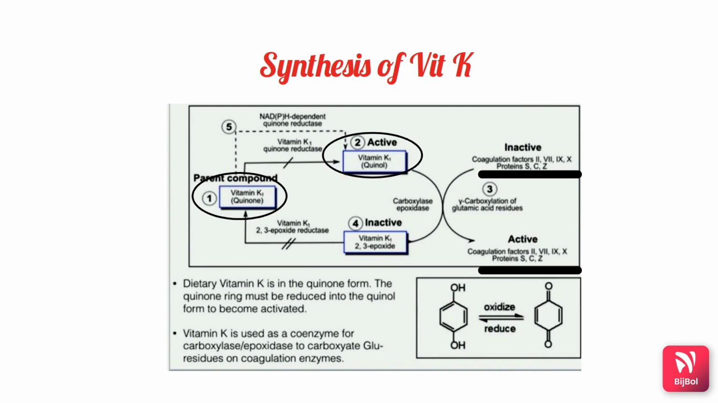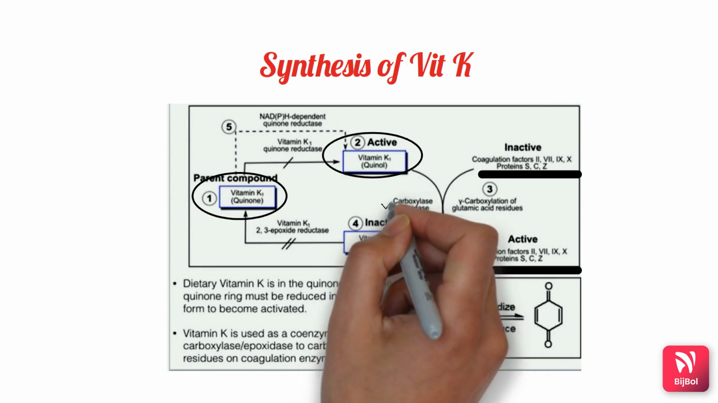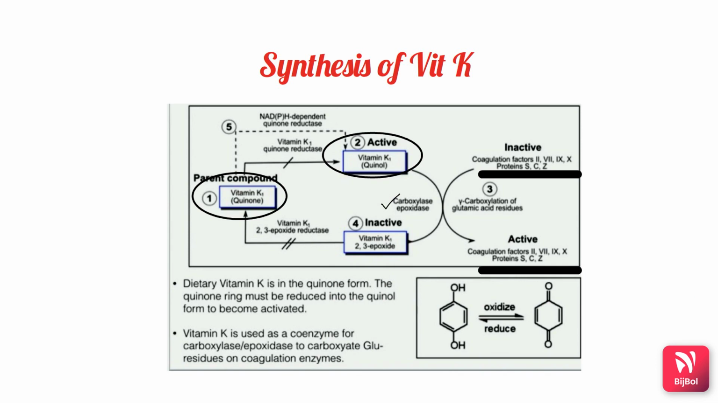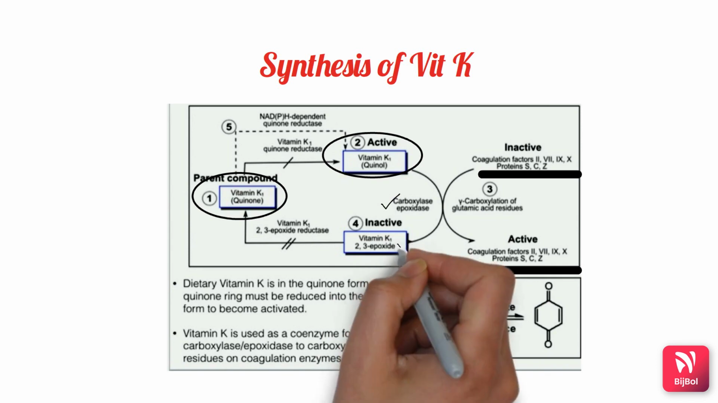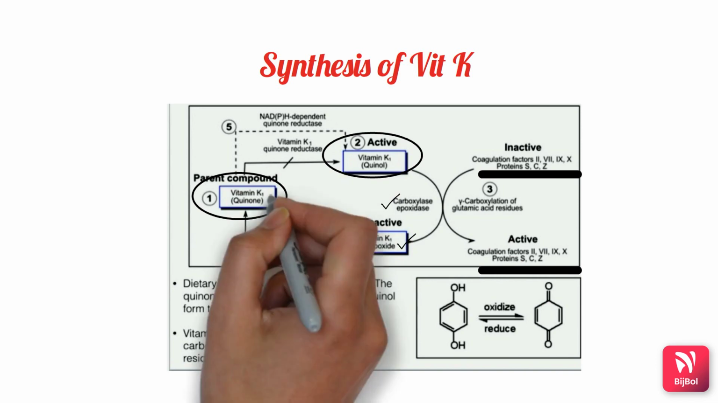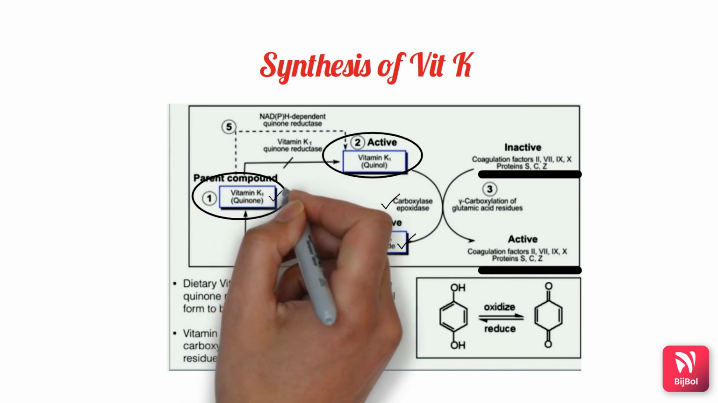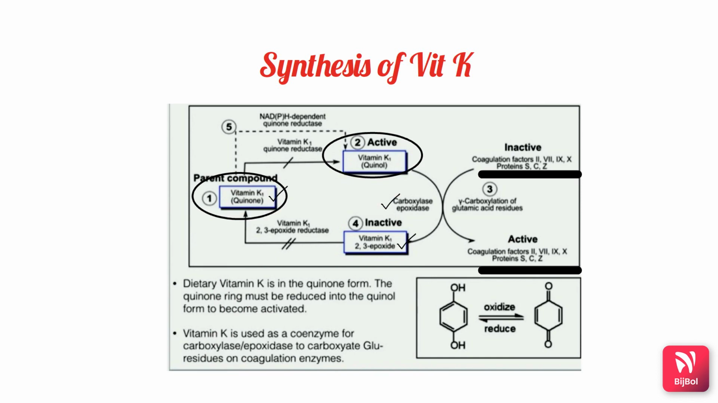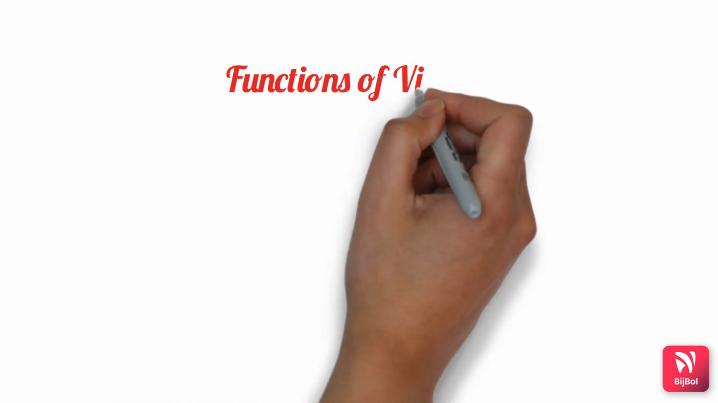This vitamin K also acts as a coenzyme for carboxylase epoxidase, and again it forms a vitamin K1 2,3 epoxide. So this is an inactive form of vitamin K again. So from this inactive form, it is again reduced to the vitamin K quinone, that is a parent compound. So this parent compound is again reduced to the active form quinol. So this is a cyclic process of the activation of vitamin K. And finally, activated vitamin K activates the coagulation factors.